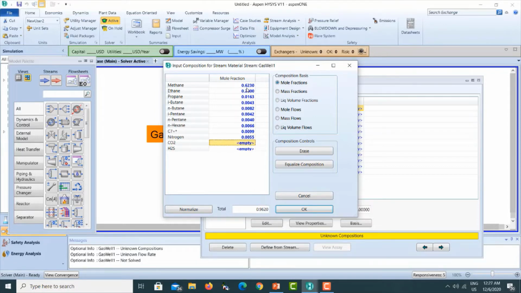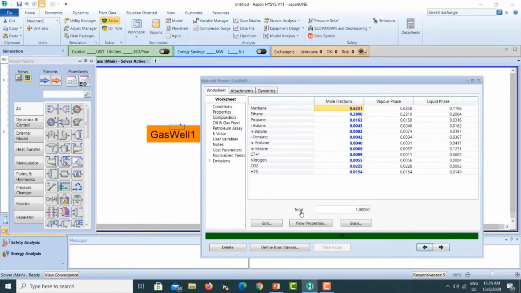We don't have water. Sorry, I think I missed something. Normal hexane is 0.0066, C7 plus is 0.0099, nitrogen is 0.0055, carbon dioxide is 0.0225, and hydrogen sulfide is 0.0154. I think that's all of it.